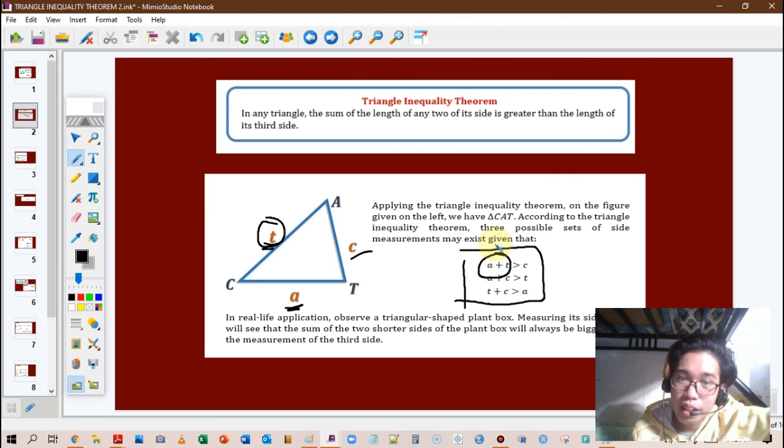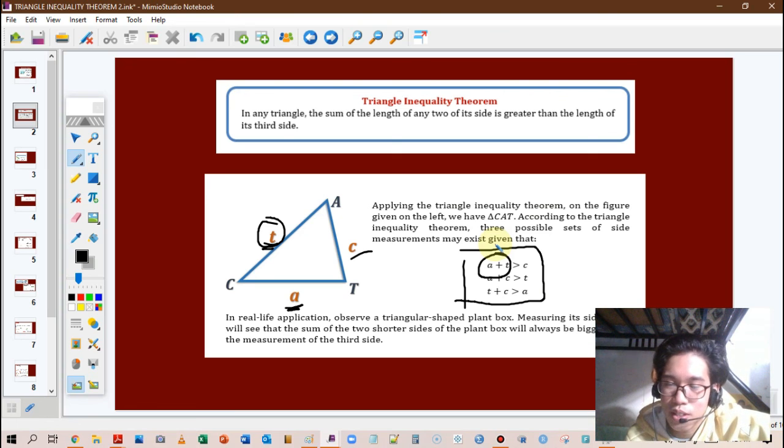As you have seen also from our previous exercises a while ago, the sum of the two shorter sides should always be greater than the third side.